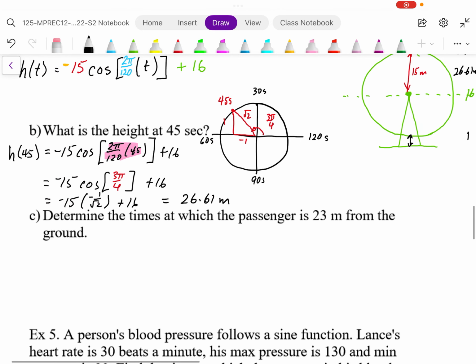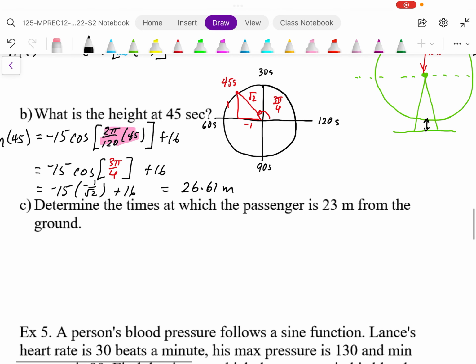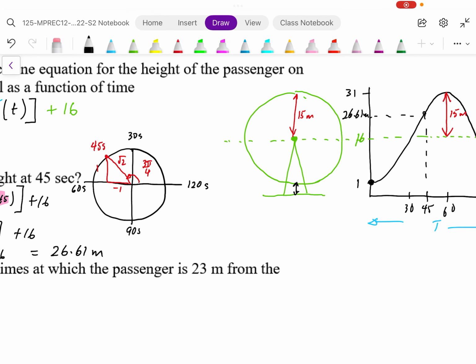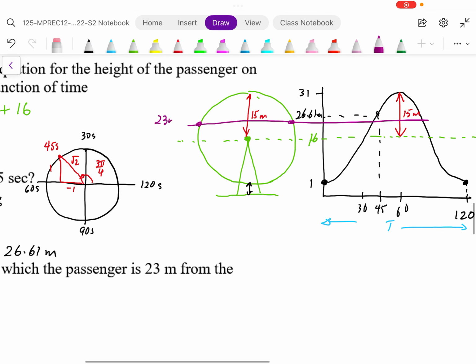Okay, so part C then says determine the times at which the passenger is 23 meters from the ground. So looking at this graph here, and I'm going to do this maybe purple, 23 meters from the ground is somewhere right about here. So there are 2 points on the Ferris wheel where we're going to be 23 meters from the ground. And that's going to correspond to these 2 points on my curve, and which relate to these times on the x-axis. Okay, it looks like somewhere between 30 and 45, and symmetrically on the other side of 60.